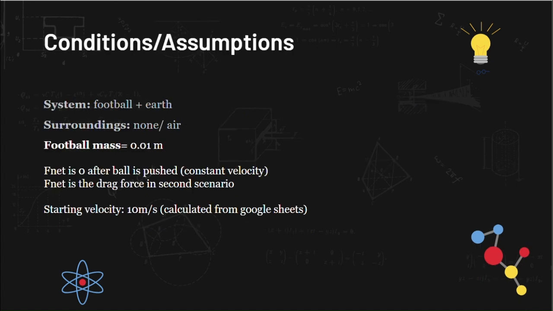farther. So some assumptions I made for this lab was that the system was football on Earth, so everything's all together in the first scenario. It's a closed system. The surroundings in the first are none, but in the second one, the surroundings would be just the air because there is an outer force acting on the system. The football mass I assume to be just 0.01 kilograms, typo over here, but the F net after the ball is thrown should be 0 except for gravity, but F net is the drag force and gravity after it's thrown in the second scenario. The starting velocity also is 10 meters per second, which I calculated from Google Sheets.